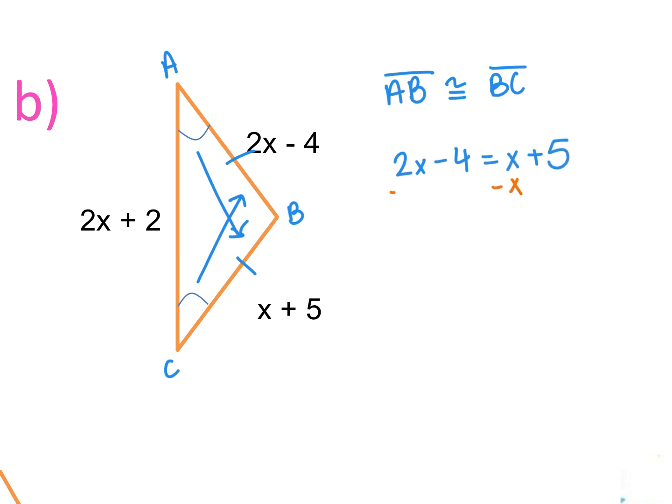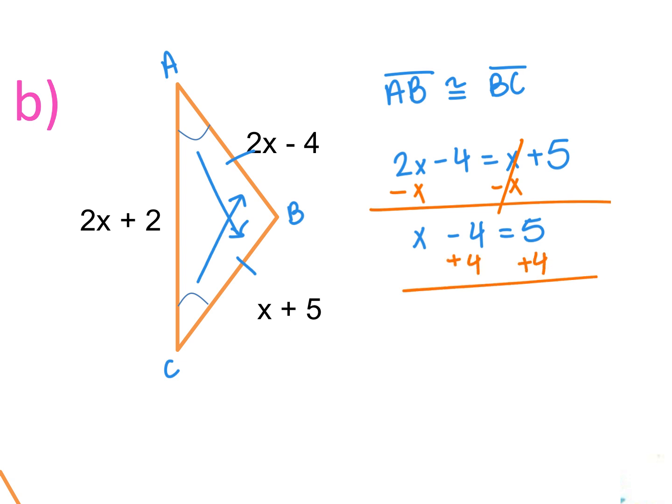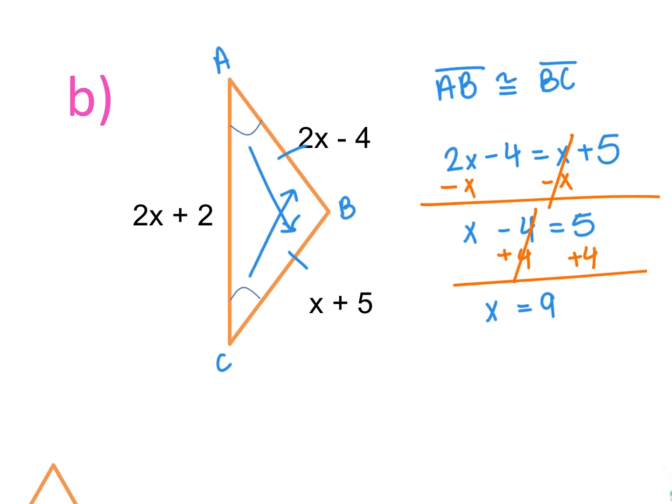So subtract x from both sides. I'm then going to get x minus 4 equals 5. Going ahead and adding 4 to both sides, x equals 9. Did I need this side over here?